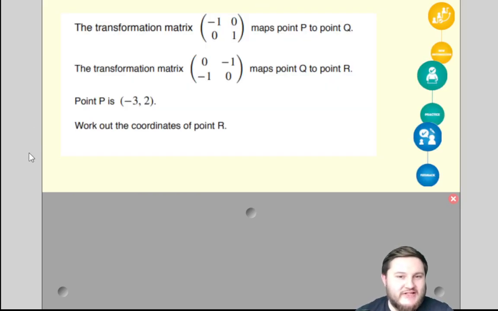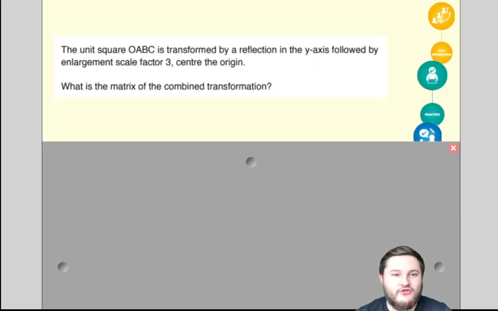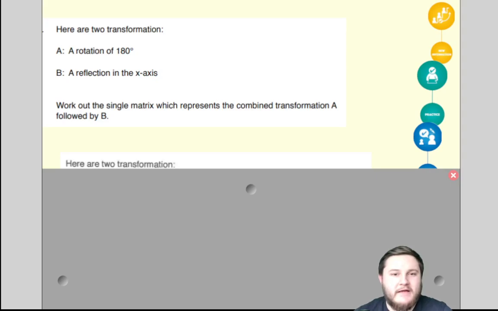Let's see if this exam question actually gets it right. So the transformation matrix negative 1, 0, 0, 1 maps the point P. Oh no, I think we've done something similar to that, haven't we? Yeah, we've done these ones. I want to do one where it's something like this. So here are two transformations: a rotation of 180 degrees about the origin, I assume, and then a reflection in the x-axis. Work out the single matrix which represents the combined transformation A followed by B. Okay, I'll give you a few moments to have a think through this one, and then we'll go through the answers. And if it's not right, I will put on my confused face, and then I'll correct it.